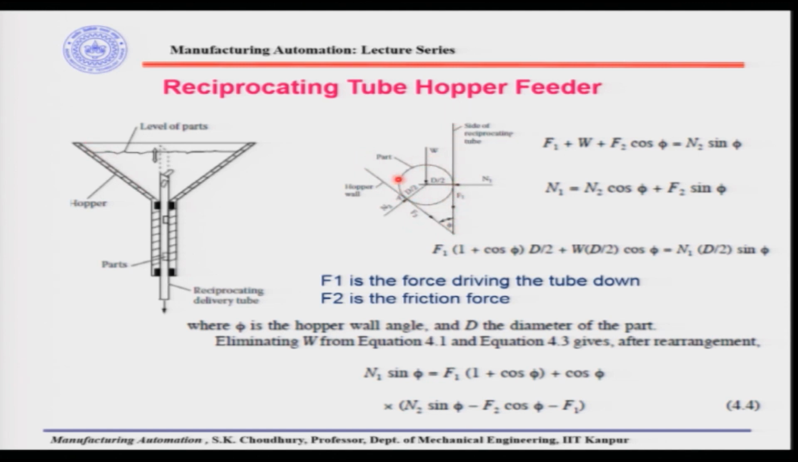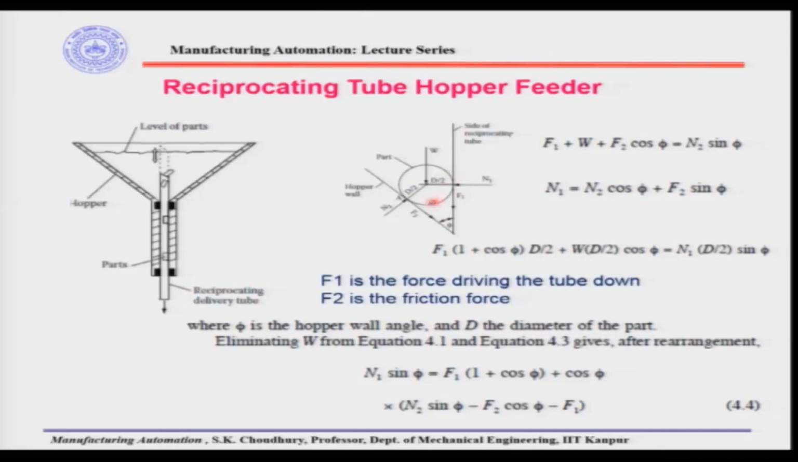It is a cylindrical part, and the cylindrical part is jamming between the hopper wall and the side of the reciprocating tube. Let us see what happens here, and to prevent that jamming, what can be incorporated in the design of this kind of a hopper feeder. So, let us see in this line diagram, we have the normal force here N1, okay. We have the normal force here as N2, which is being imparted on the part from the hopper wall, okay, because of the weight of the part itself, and N1 is from the side of the reciprocating tube.